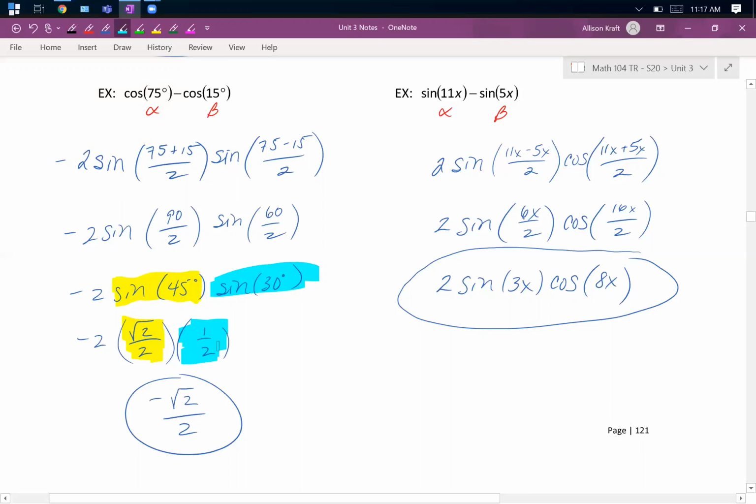Anybody, any questions on getting 2 sine of 3x cosine of 8x? I do want to mention with these formulas where we're adding and subtracting different arguments, sometimes you end up with a negative inside your argument, like here or here. If that happens, you do need to use your negative angle identity that says sine of negative theta is equal to negative sine of theta, and cosine of negative theta is equal to cosine of theta. So when you're subtracting, if you get a negative, be sure to simplify it one step further using that negative angle identity.